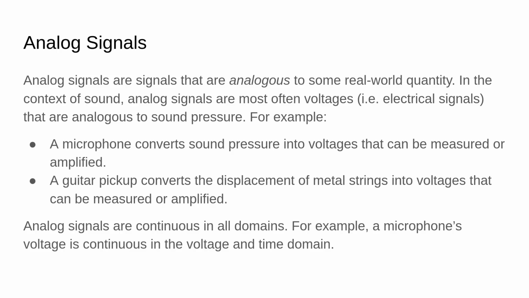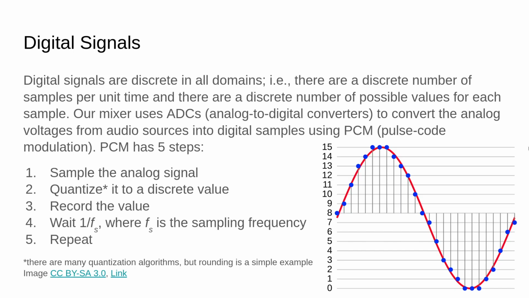And analog signals are continuous in all domains. That's what differentiates them from digital signals. For example, a microphone's voltage is continuous in the voltage and time domain. So that might be more clear on a graph here. This red line represents the analog signal that we're trying to measure. And when I say it's continuous in all domains, I mean that if you pick 2 points on this red line, you can always zoom in and find a point in between them. It's smooth, it's connected, and there's no kind of discrete point where it jumps.